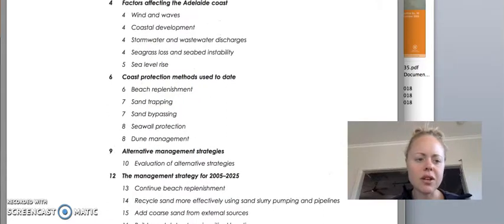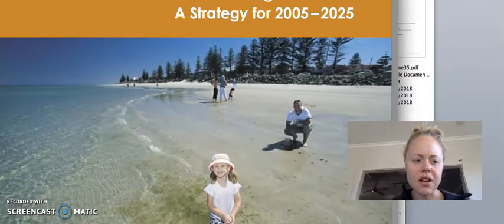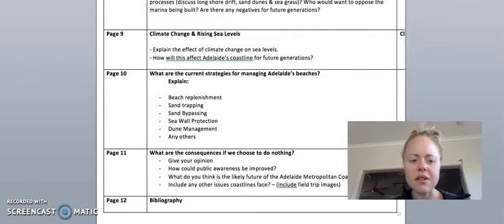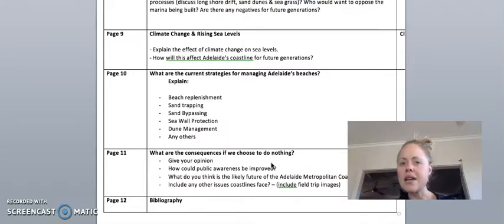Obviously, when we're looking at all this, we're always thinking about the economic cost, the effect on society, and the effect on the environment. Next thing is just, give your opinion. If we don't do anything about our coastlines, do you think that's going to be okay? How could public awareness be improved? And what do you think is the likely future of our coastline? Say in 50 years, maybe you could Google this, how much will the sea levels rise, and are we actually going to lose any buildings? Are we going to be looking at having to relocate people who are living along the coastline?